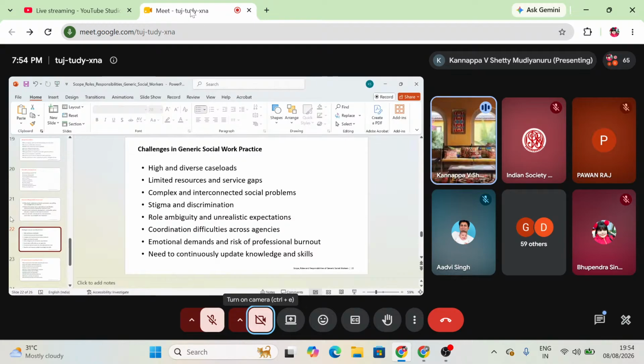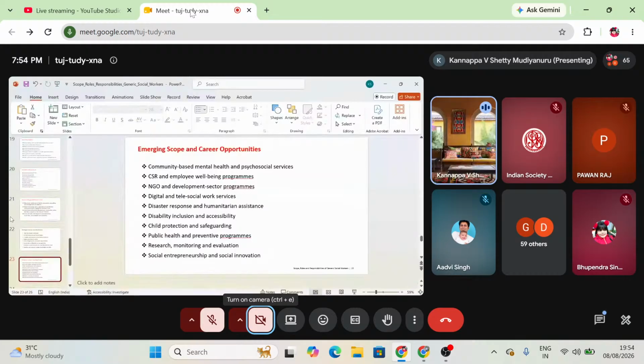And emotional demands and risk of professional burnout. Of course, this is very high, and we need to continuously update our knowledge and skills. This is very important. So we need to have continuous sessions like these to update our knowledge and skills. And emerging scope and career opportunities for generic social workers.